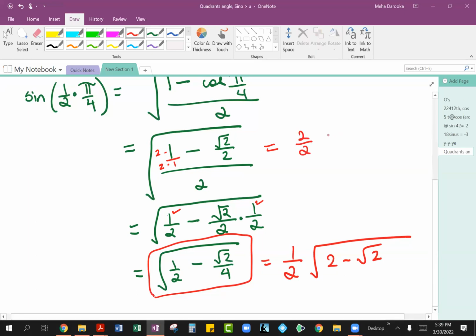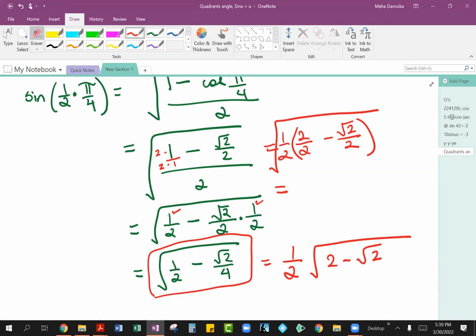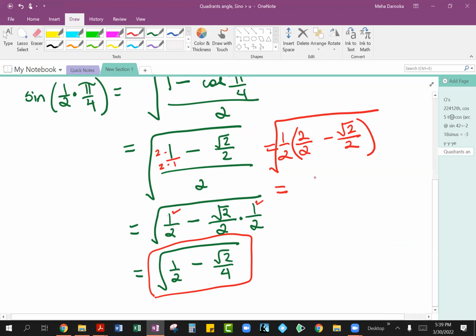So you do end up with 2 over 2 here minus square root of 2 over 2 here. And then we still have this 2 on the bottom. So I'm actually going to take that guy outside as our 1/2. And then all of this is still under our radical. Okay, let me clear this guy out. It's okay. I know you got it.